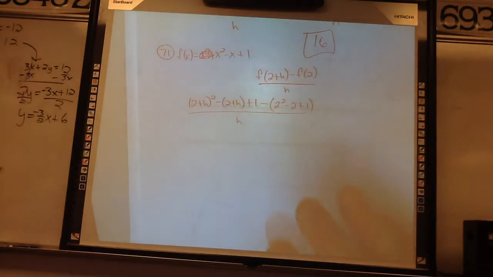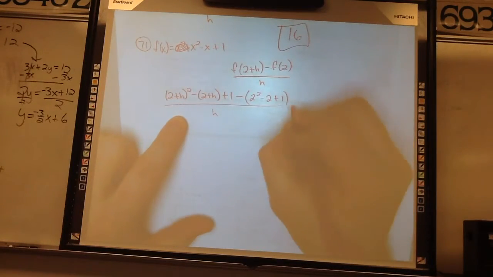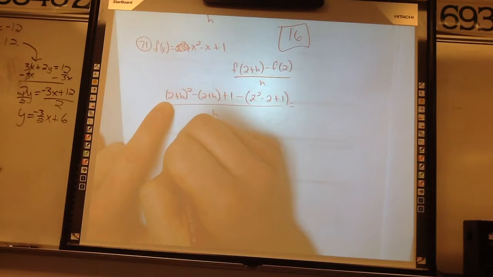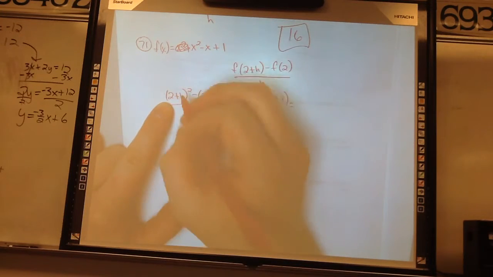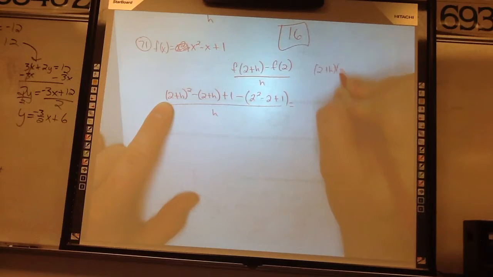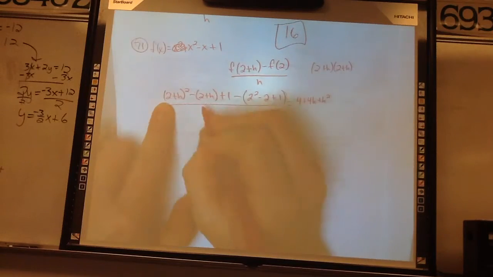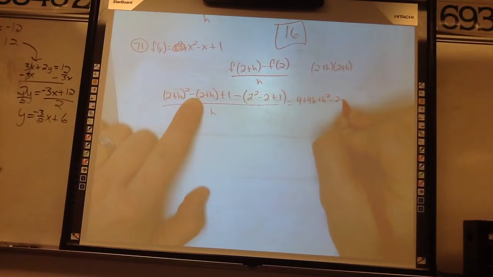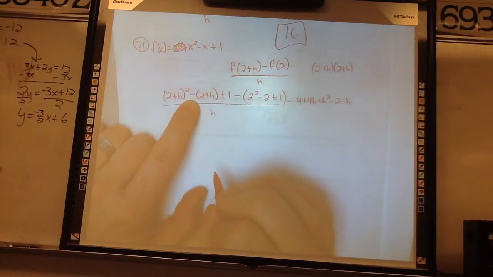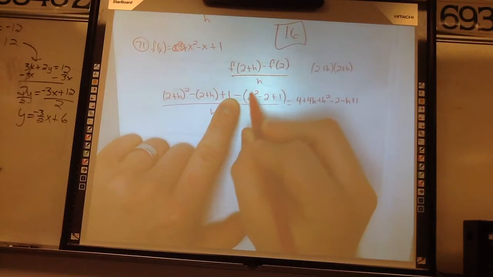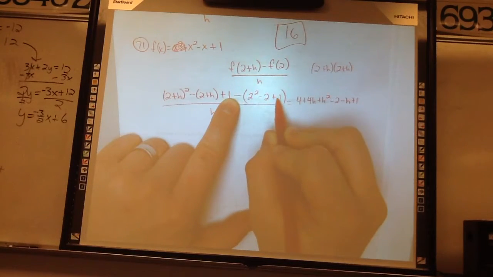Hold on, we gotta do some simplification here. 2 plus h squared. Do not tell me it's 4 plus h squared at this point. Write it out if you need to. 2 plus h, 2 plus h: 4 plus 2h plus 2h is plus 4h, plus h squared, minus 2 minus h, right? Distributive property. Plus 1. Let's see. 4 minus 2 is 2 plus 1 is 3, so it's minus 3.